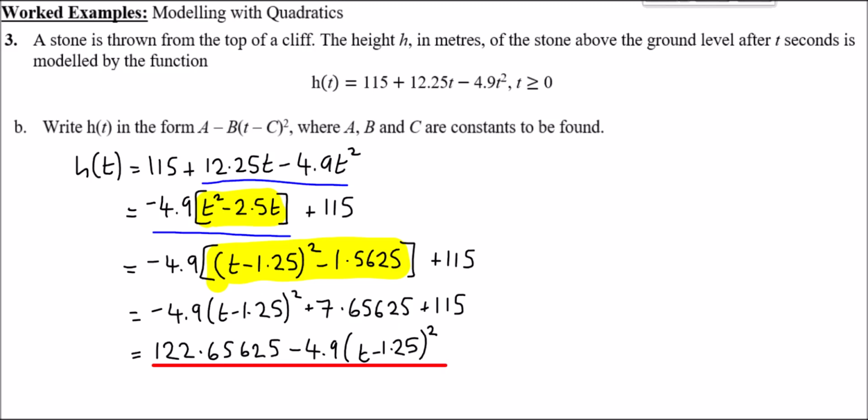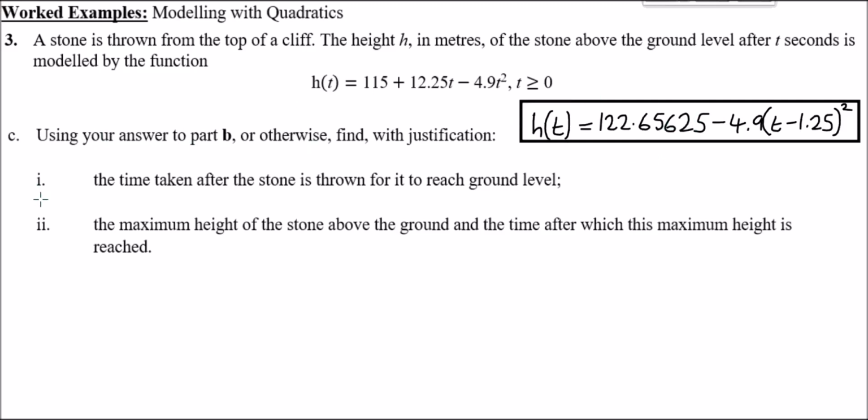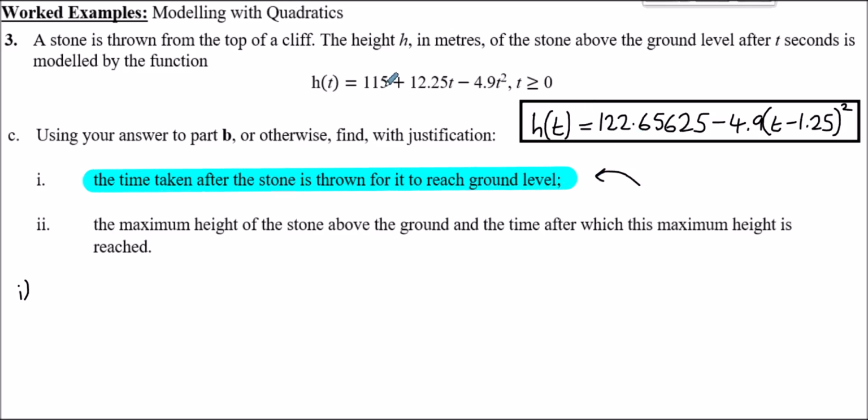So for part C, next, it says using the answer to part B or otherwise. It's worth reminding ourselves what we got for part B just now. So for part 1, we need to work out the time taken after the stone is thrown for it to reach ground level. When it reaches ground level, the height, which is h of t, must be equal to 0. So that's just asking us to work out what t is when h of t is equal to 0. So we are wanting to solve when h of t is equal to 0. So what is h of t?